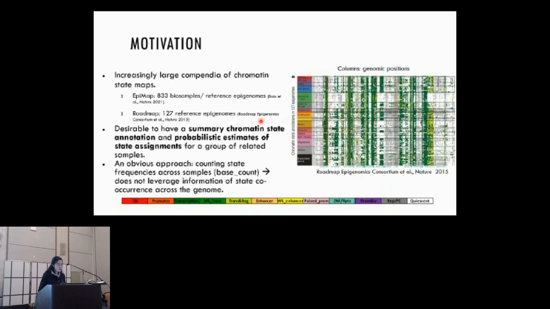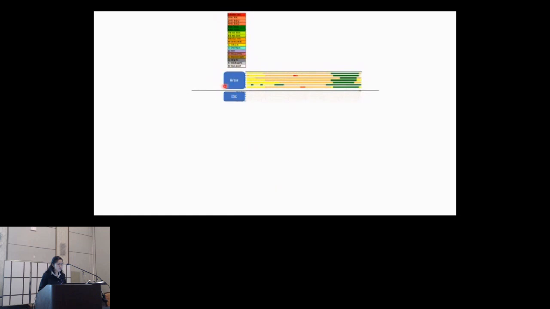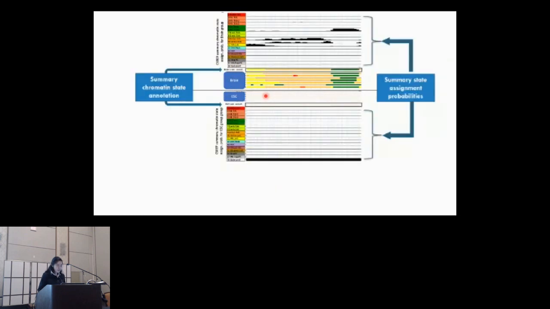And we note that an obvious approach to this problem is through counting the state frequencies across samples, which we call the base count method. However, this approach does not leverage the information of state co-occurrences across the genome. Let me give you another example. Here I'm showing the chromatin state annotation for 7 brain samples and 5 ESC samples. An example output would look like this, where we can get the summary chromatin state annotation for each of these groups of samples. And we also get the summary state assignment probabilities, where each of these tracks is showing the probability of each state being assigned across the genome.